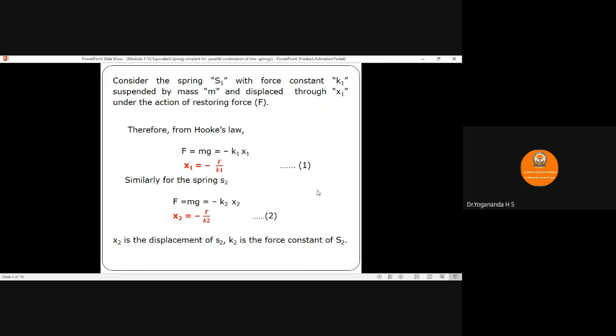Similarly, when the second spring S2 is suspended by the same mass, and k2 is the force constant for the second spring, the force acting on the spring is F equal to m into g, or from Hooke's law, F equal to minus k2 into x2. Rearranging this equation, the displacement of the spring S2 can be written as x2 equal to minus F by k2. We call this equation number 2.